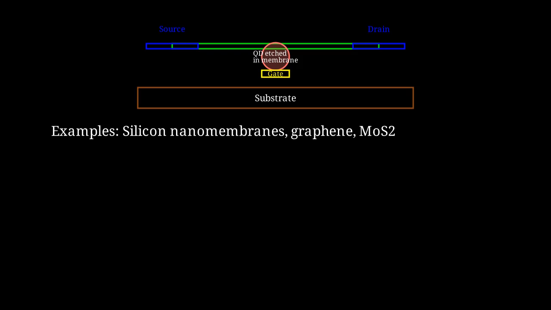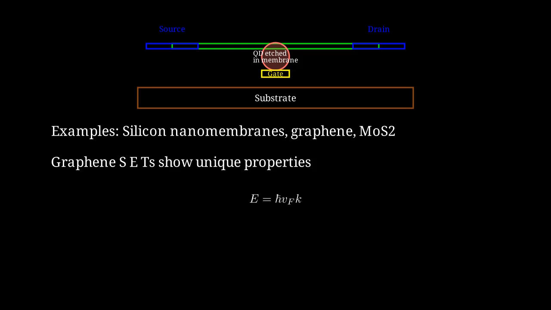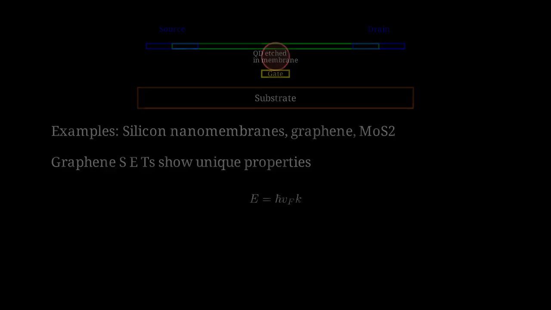Examples include silicon nanomembranes, which can be thinned down to just a few nanometers, graphene monolayers, and transition metal dichalcogenides like molybdenum disulfide. Graphene-based SETs are particularly interesting because graphene is a zero-band gap semiconductor with extremely high mobility and unique Dirac cone dispersion. In graphene, the energy dispersion is linear, E equals ħ times vF times k, where vF is the Fermi velocity, about 1 million meters per second, and k is the wave vector.